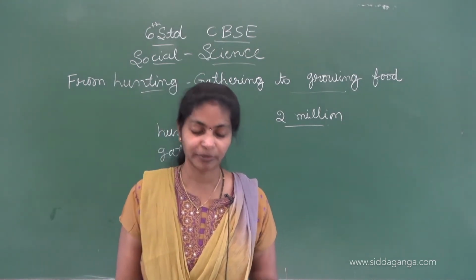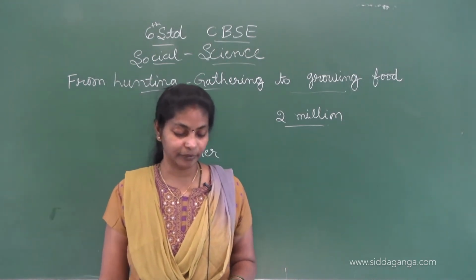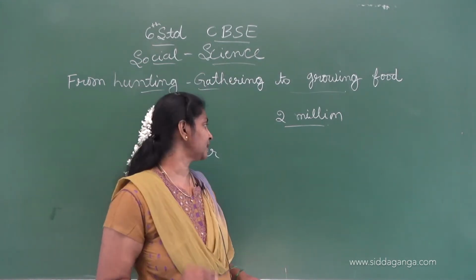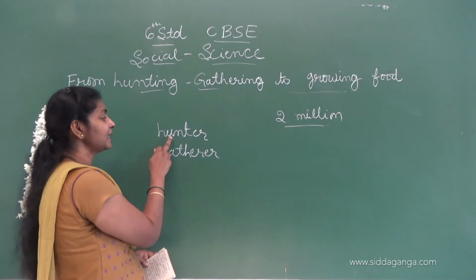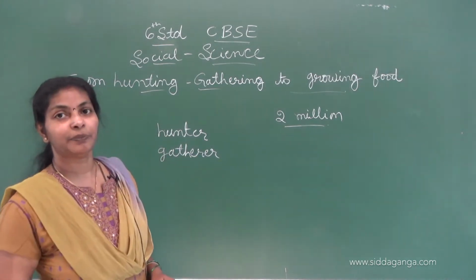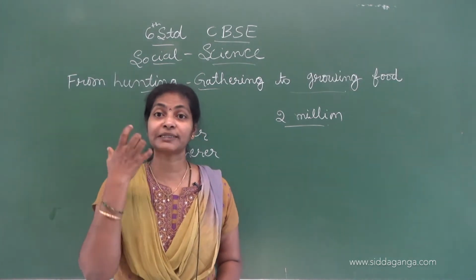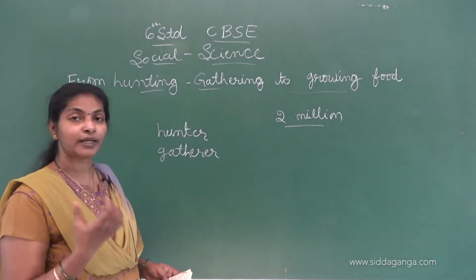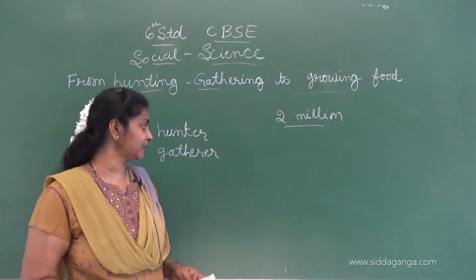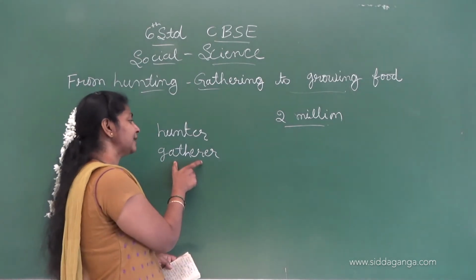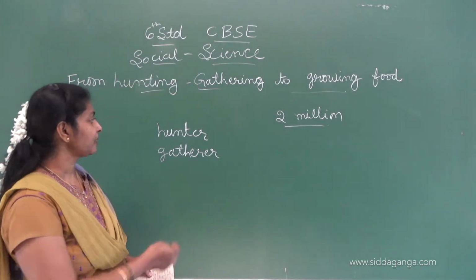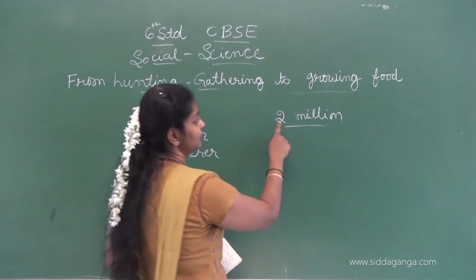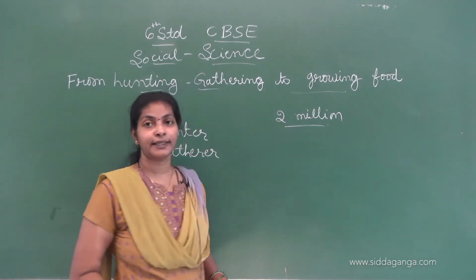What do you mean by hunter? Hunter means one who hunts animals. The people who hunt animals were called hunters. The gatherers collect fruits, nuts, etc. They lived on the earth as early as 2 million years ago.